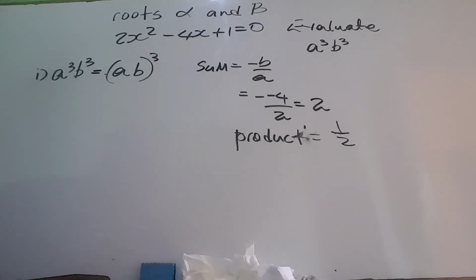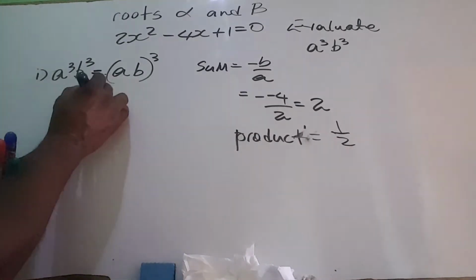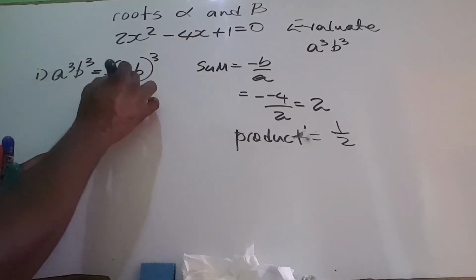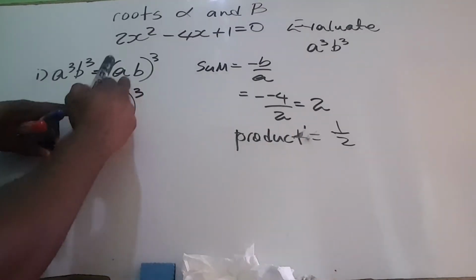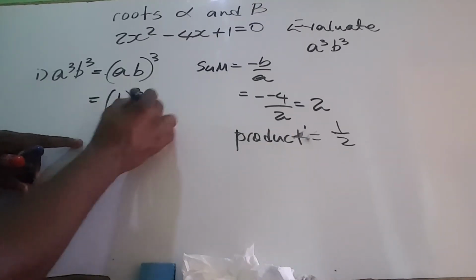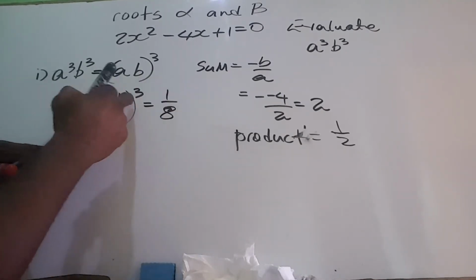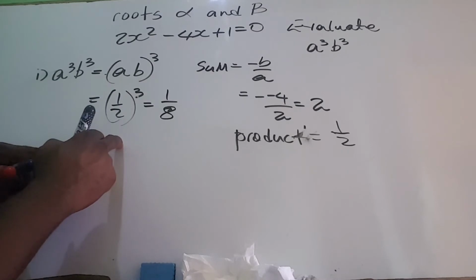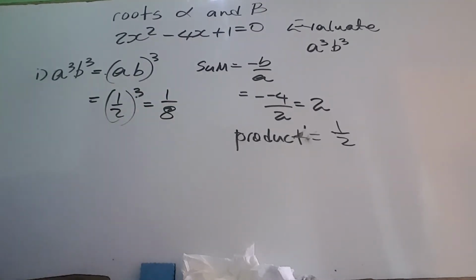Now in this case, all we have to do is look at the product cube. So you could see the product alpha beta, cubed, is simply equal to 1 over 8, because 1 cubed is 1 and 2 cubed is 8. So that's the value for that, if that were the case that we're given.